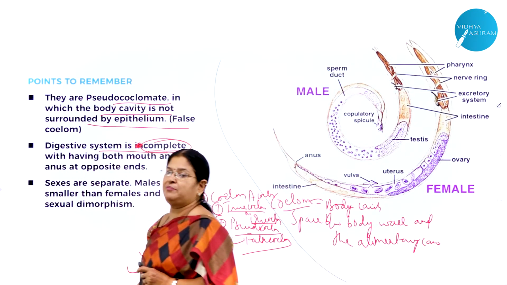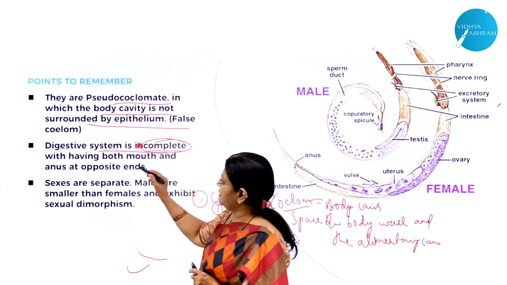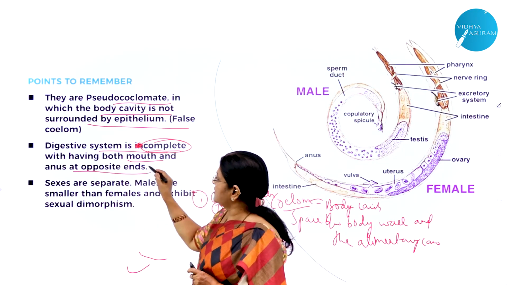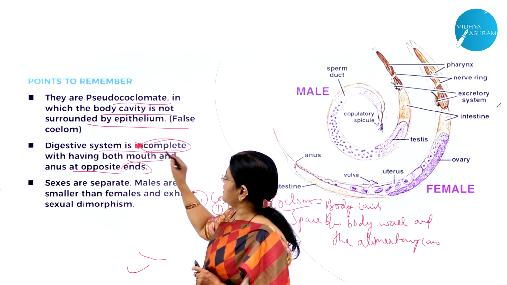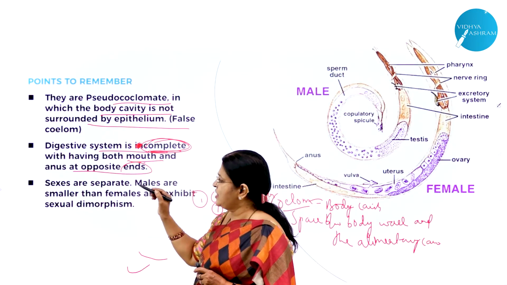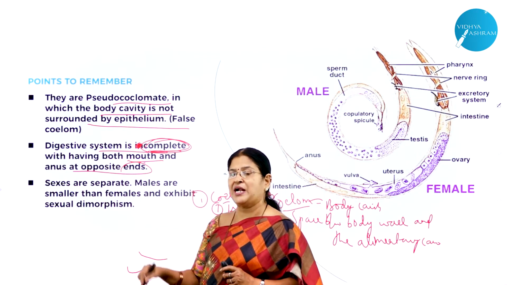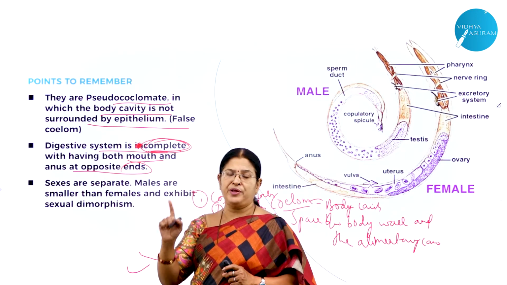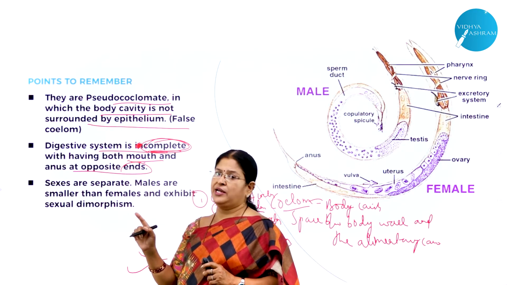Whereas in Platyhelminths it was incomplete. So complete, having both mouth and anus at the opposite ends. Whereas in Platyhelminths only one opening was found, right? So it was called incomplete.